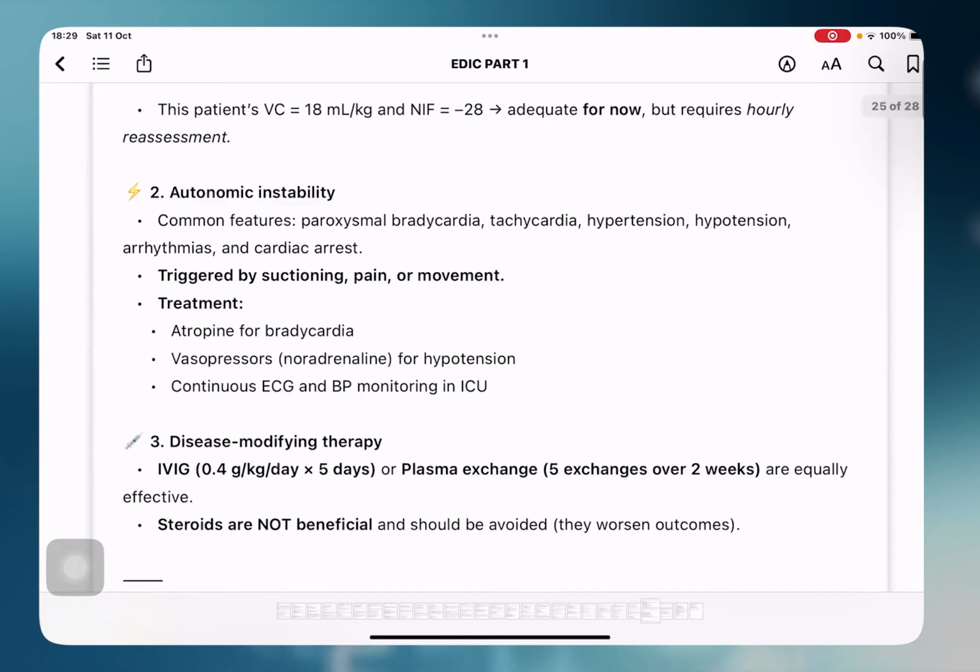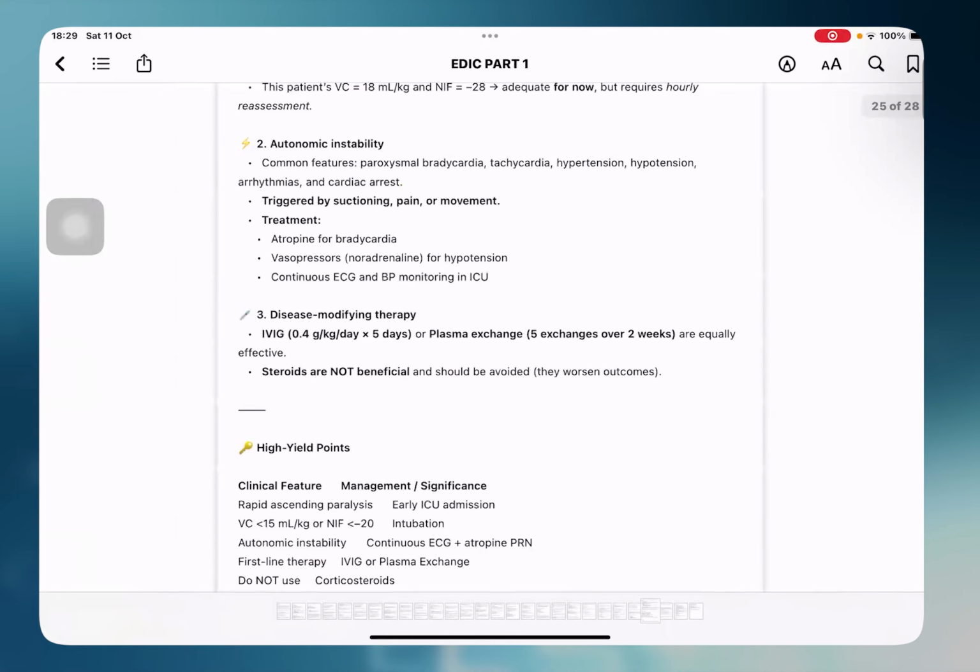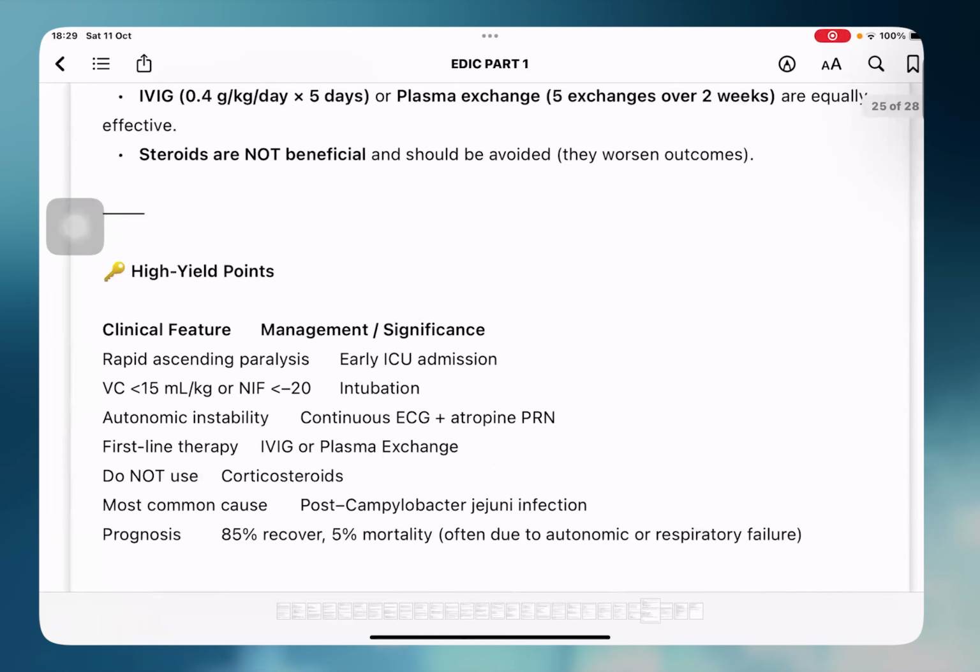They usually are triggered by suctioning, pain, or movement. Treatment: atropine for bradycardia, norepinephrine for hypotension, and continuous ECG and BP monitoring in the ICU is important. Disease modifying therapy, there are only two therapies. One is IVIG, second is plasma exchange. Steroids are not beneficial.